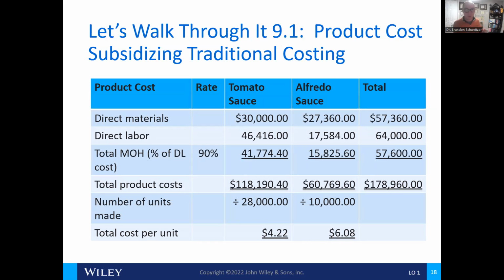We have direct materials, direct labor, total manufacturing overhead to equal the total product cost. And of course, we divide that by the number of units made for each product to get the total cost per product. Notice the manufacturing overhead. It's 90% of the direct labor cost. That is the current application that this company is using. And we can see the effect on the total cost per unit. Now keep this in mind as we move through the example.